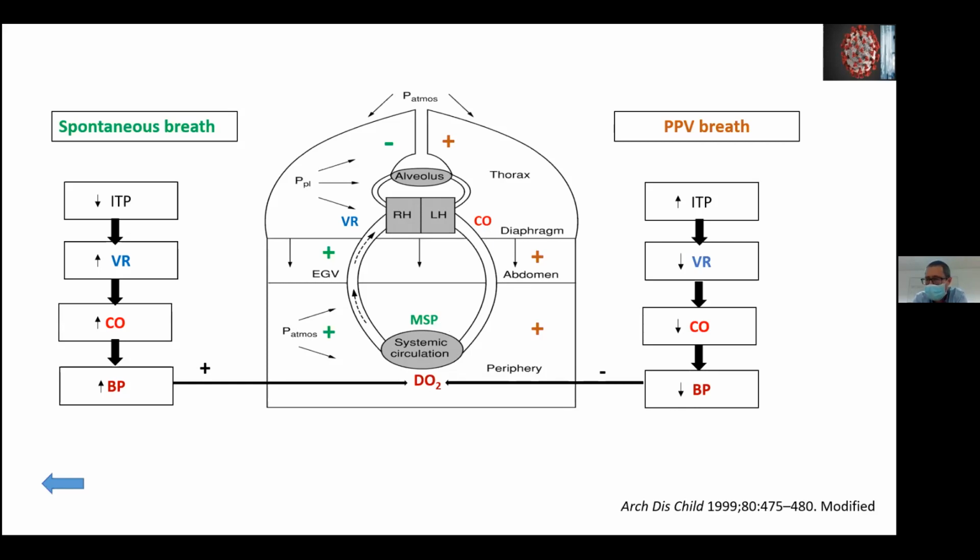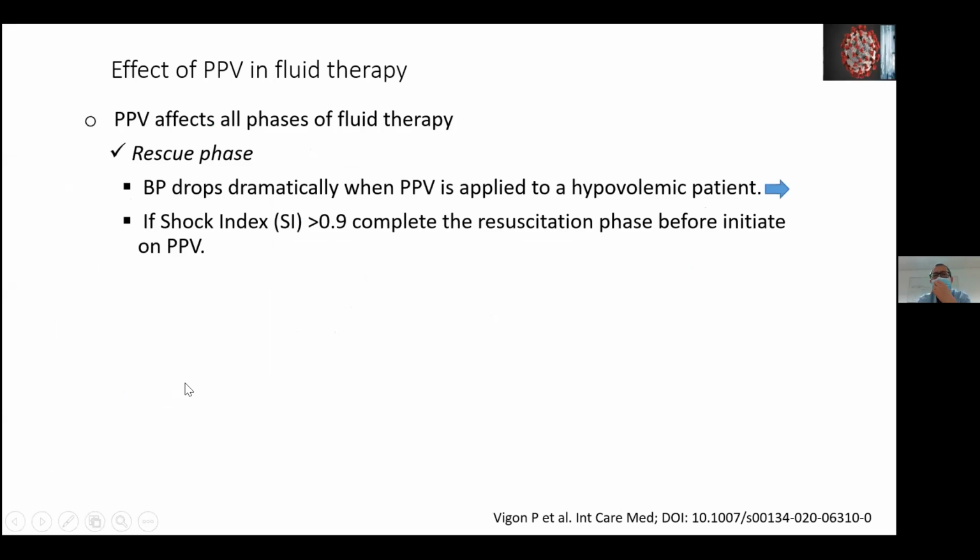And sometimes you will find by experience that immediately after intubation the patient crashes and sometimes goes into cardiac arrest. That is because of this issue. That's why before you apply positive pressure ventilation in a hypovolemic patient, you need to resuscitate the patient and make sure that the shock index, a very simple parameter to measure, which is the heart rate divided by the systolic BP, is less than 0.9. If it's more than that, you need to complete the resuscitation phase first, before initiating positive pressure ventilation.